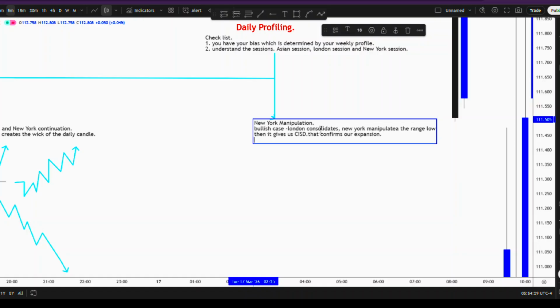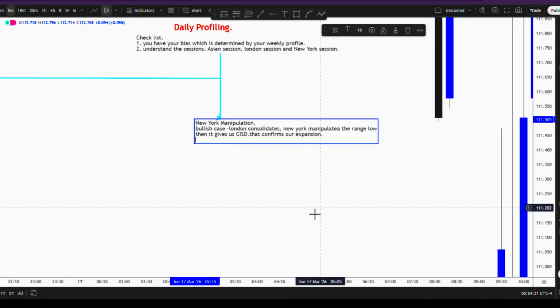And then in case of a bearish scenario, you find that now London consolidates, and then New York sweeps or manipulates the range high. Then we have a change in state of delivery that confirms an expansion downwards. So in case of a bullish case, we have a change in state of delivery that confirms our expansion upwards.